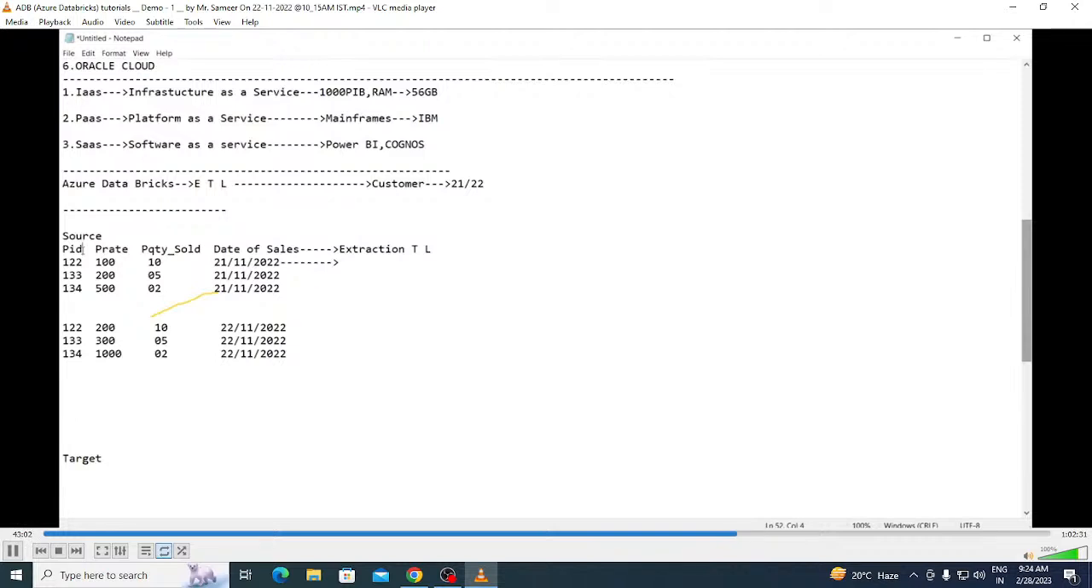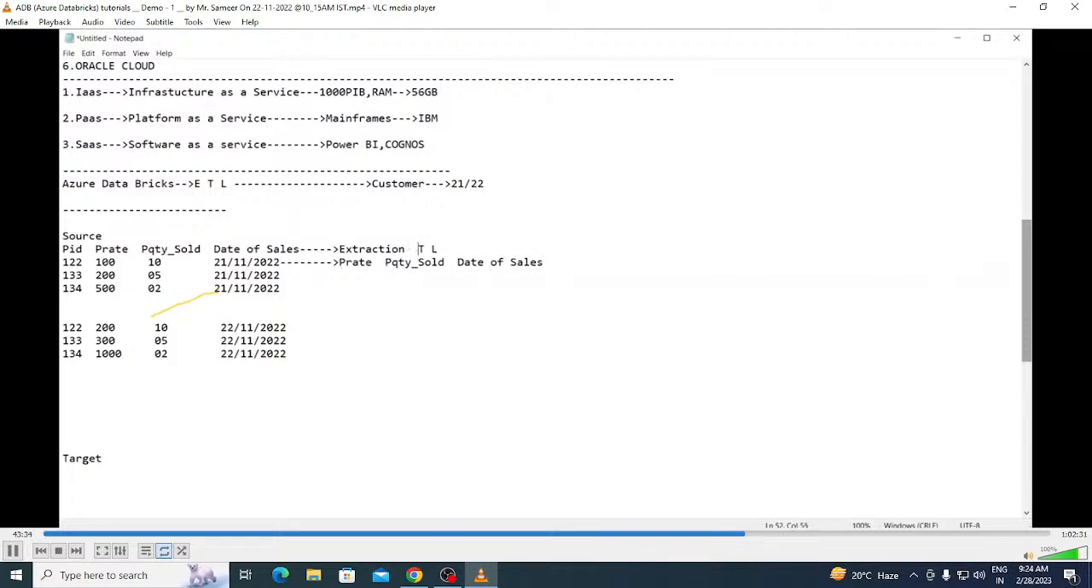Do you require the product ID, guys? Not required. Do you require the product rate? Yes, required. Quantity sold? Required. Date of sales? Required. So now, guys, I'm picking up these three columns. Picking up these three columns is the process of what? It is the process of extraction. Now the columns are picked up.